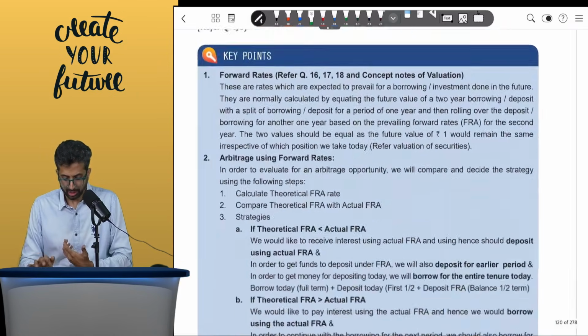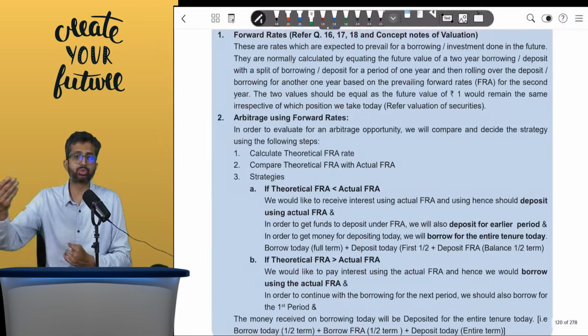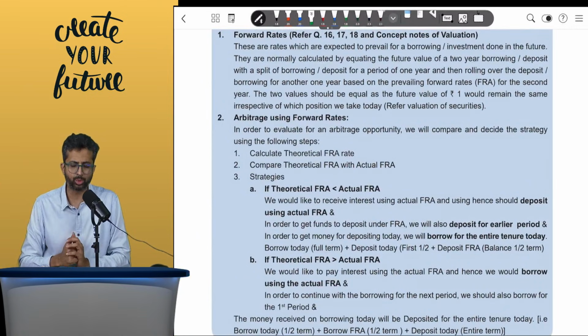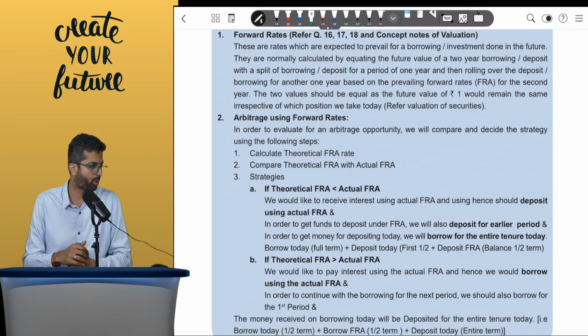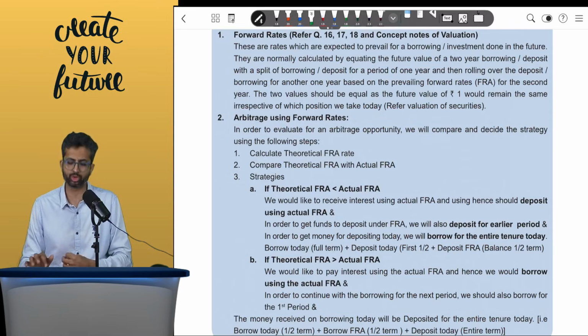There are forward rates which you studied in valuation, and that can be used for the purpose of determining whether an arbitrage opportunity is available or not.